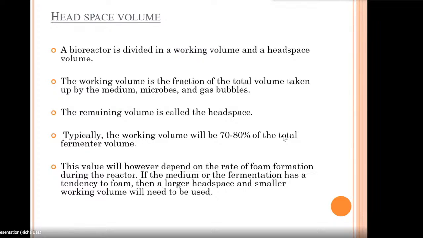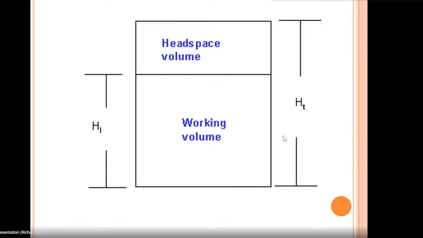Okay, now we'll be seeing various different parts of the fermenter. There is something called headspace volume. Any fermenter is divided into two parts. One is called the working volume and the other is called the headspace volume. Let me show the diagram here. This is the fermenter, this is the body of the fermenter, and each and every fermenter is divided into two parts: the headspace volume, which is at the top, and the working volume. Working volume is the space in which you are going to have your production media, microorganisms, as well as air bubbles, whereas the headspace volume is the one which is going to be empty.